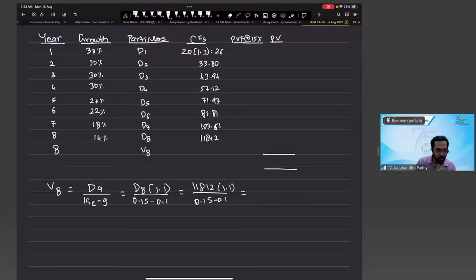So, what's the value of the share in year 8? 2,598 rupees 64. So, this is 2598.62. We have the present value factors, and then we take the PV. So, as you said, is it coming out to be 1110.52, right? Yeah.